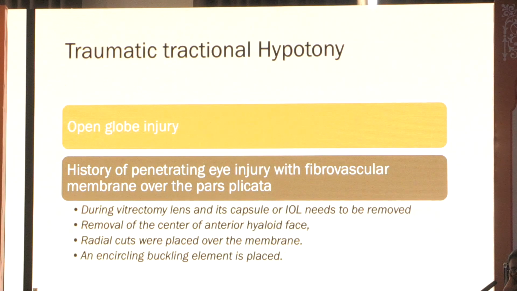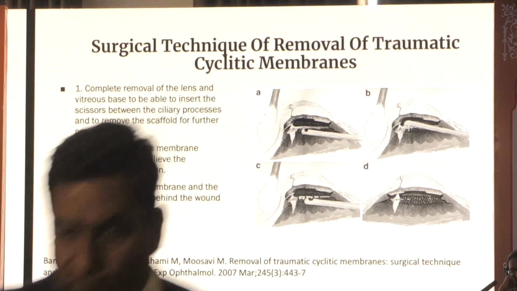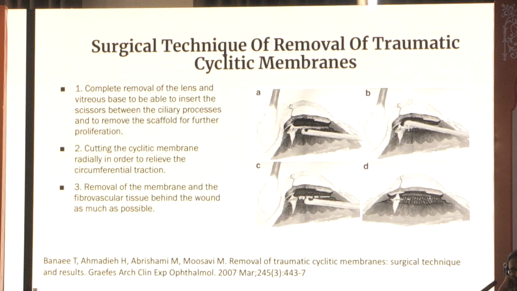So in cases of trauma, it can happen especially in cases of open globe injury, where there is penetrating injury and there is ingrowth of fibrovascular membrane. You can see here that this membrane has to be cut, and as Dr. Vishali was saying, you segment it by using scissors. You need not always pull it.